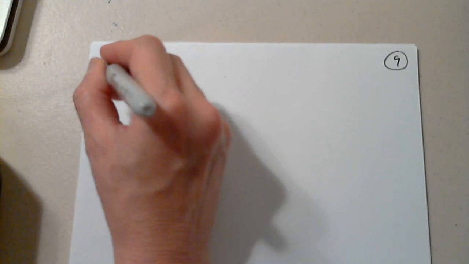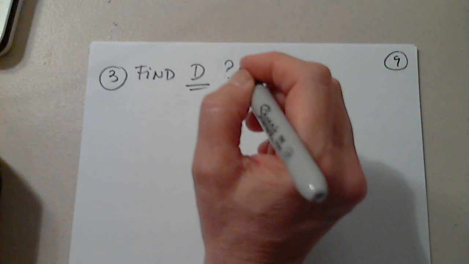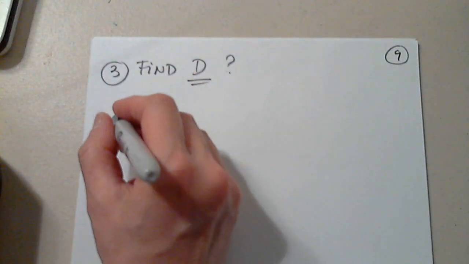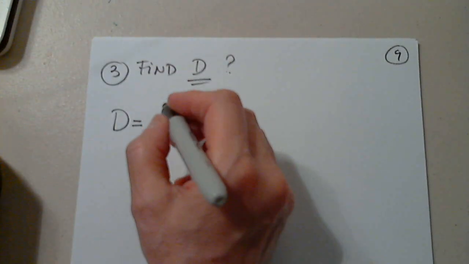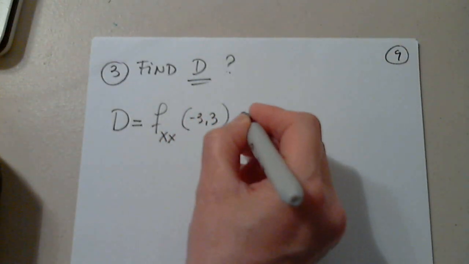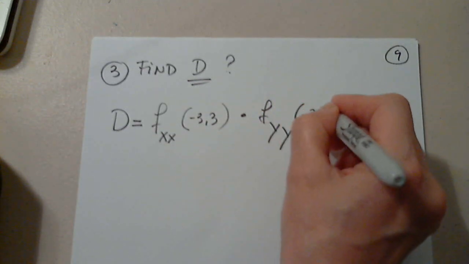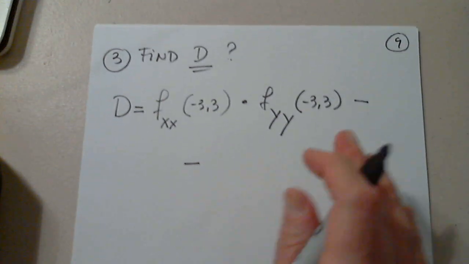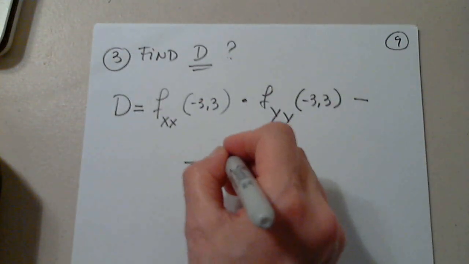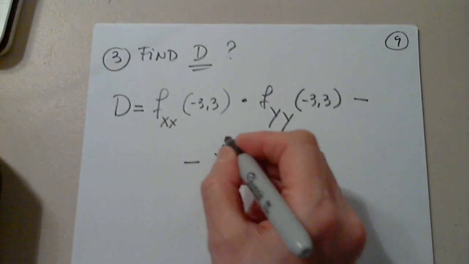And that is my page 9. In step 3, find D. And you can say, what do you mean? What is D? D has a formula, and the formula is fxx evaluated at negative 3, 3 times fyy evaluated at negative 3, 3 minus fxy evaluated at negative 3, 3, and this has to be squared.